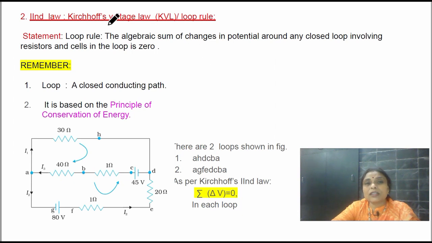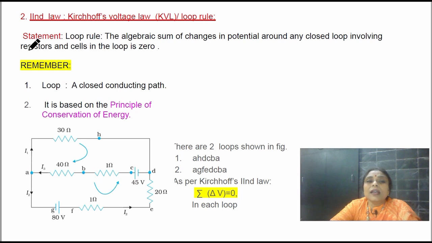It is known as Kirchhoff's voltage law, KVL in short, or loop rule. Why is it a loop? A loop is a closed conducting path. You can take any path. You can take A, H, D, C, B, A back to A. This is one loop. Loop means you start from a point and then you come back to the same point. You can take a bigger loop, A, B, D, E, F, G and back to A. This is also a loop. So you can take a loop in any direction.